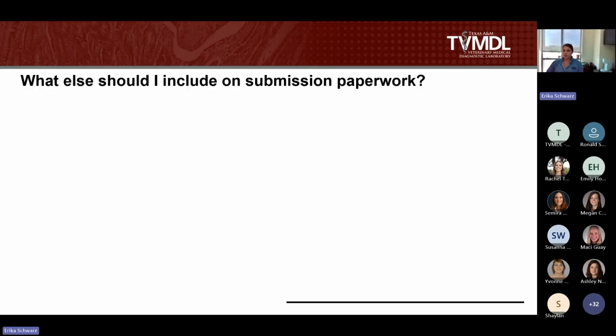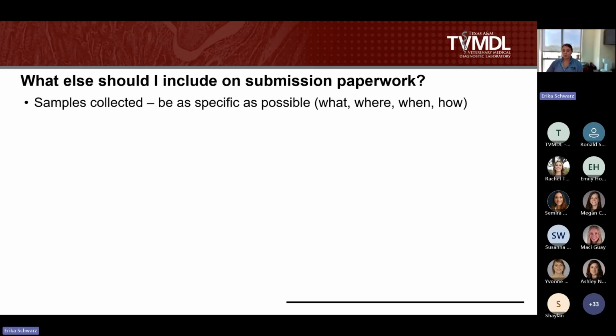So what else should be included on submission paperwork? Well, the sample is an obvious thing. That's what we've been talking about. Be as specific as possible. What did you collect? Where is it from? When did you collect it? How old are these samples? How was it collected? All that information is really, really good.